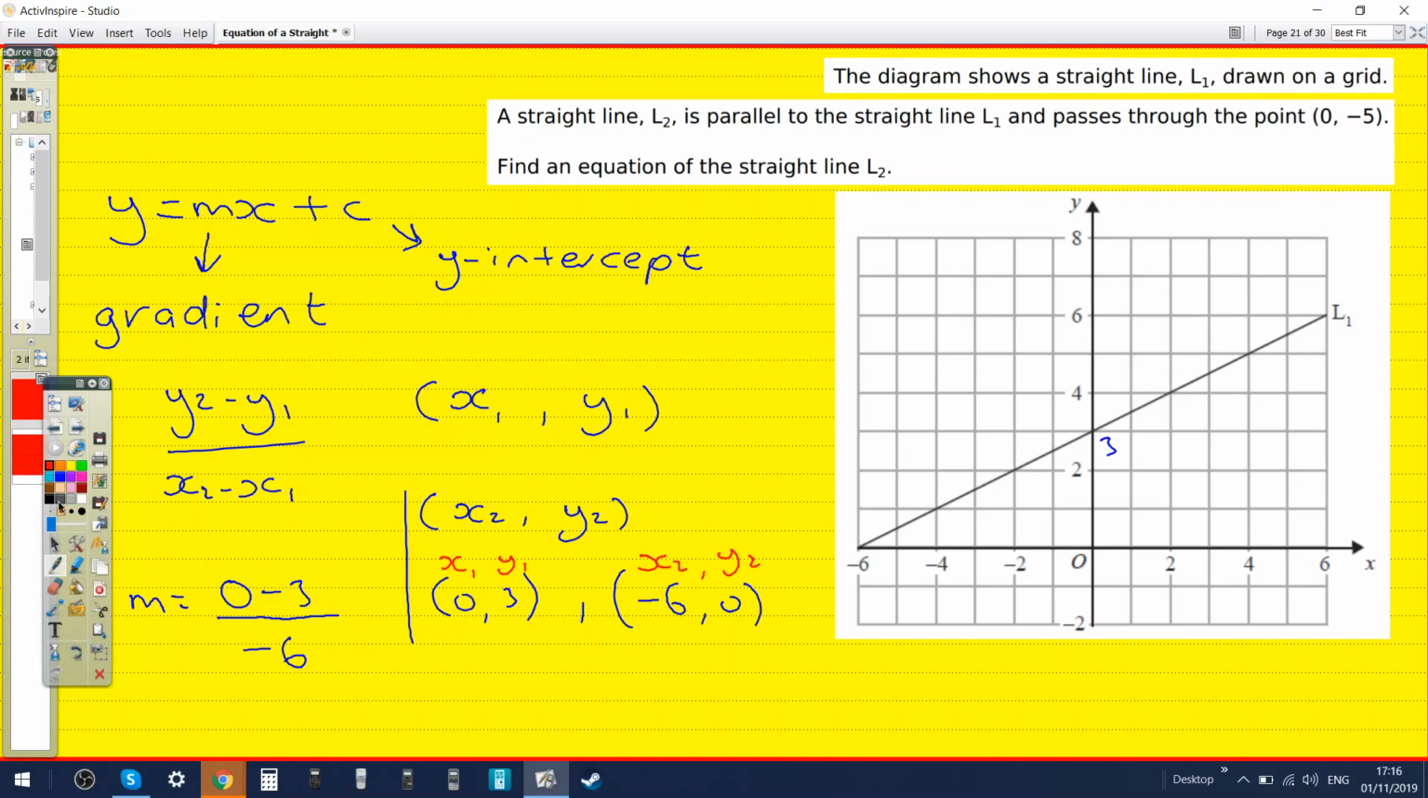Yep. And that gives us 2.5, sorry. Yeah. So the gradient is 1/2. The y-intercept you said was 3. And so what's the equation of the line?